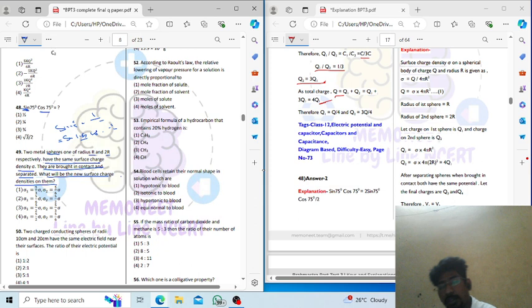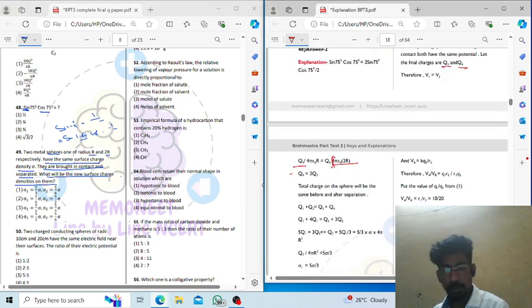As we know, they are connected. When they are connected, after separating, both have the same potential. So in that case you will get V1 equals V2. We take the final charges as Q3 and Q4. So V1 will be equal to Q3 by 4 pi epsilon naught r, and it will be Q4 by 4 pi epsilon naught 2r. So if you calculate this, you will get Q4 equals 2Q3.